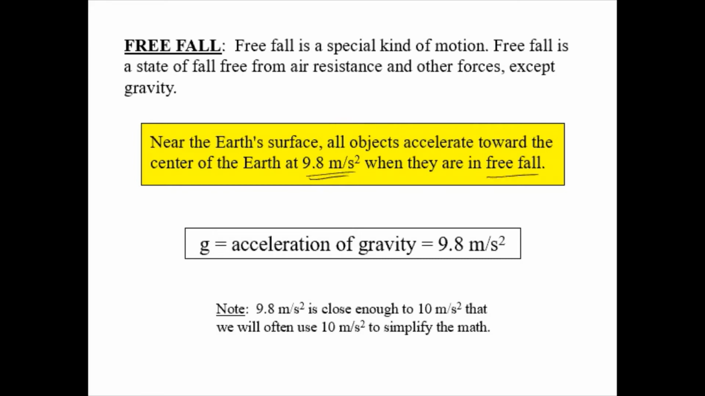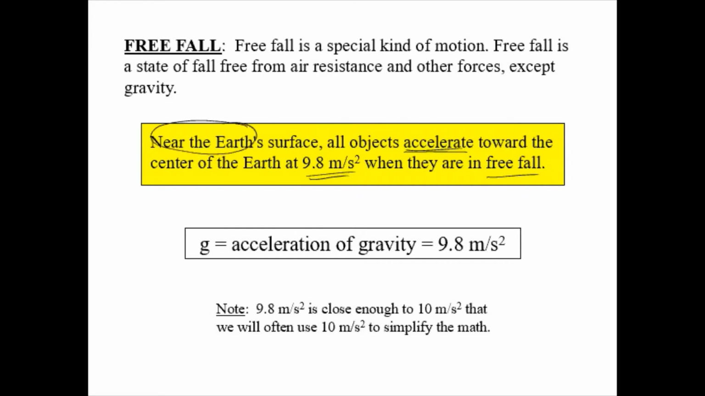So if air resistance is basically neglected, if we have no air resistance on the object, every object, no matter how heavy or how light or how big or how small, will accelerate towards the Earth's surface, towards the center of the Earth really, at 9.8 meters per second squared. And that's when we consider ourselves near the Earth's surface.